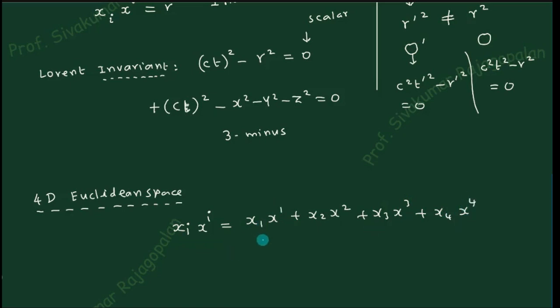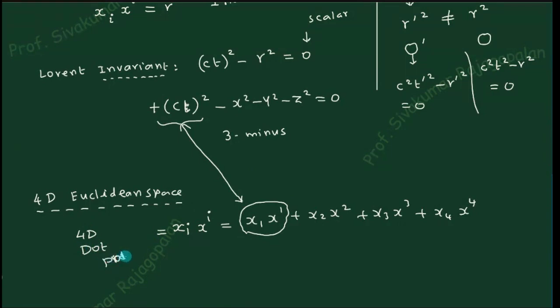You can always say that x1 into x1, the first term that you have written, is actually something square, that is x1 square, which is equivalent to this quantity. So we can always identify that the first term corresponds to c into t, the second term to x, the third one to y, the fourth term to z. Everything looks fine. And this is what we call the 4-dimensional dot product.